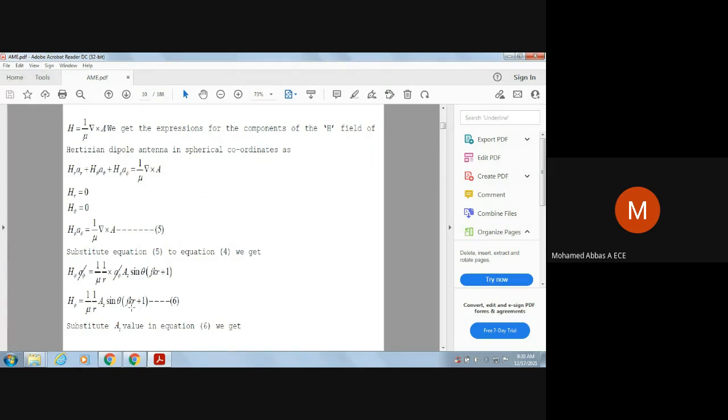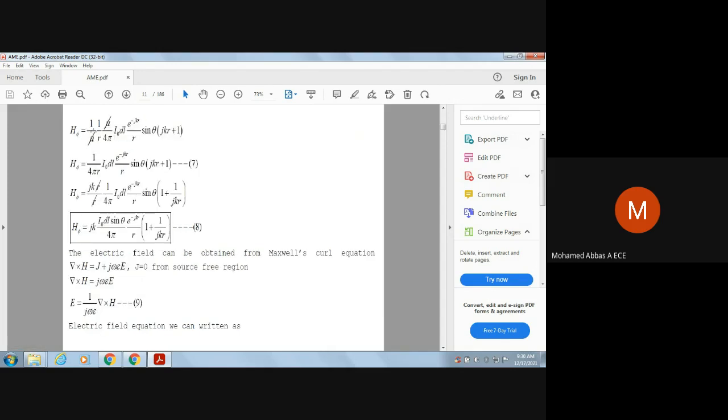Okay, so in this equation number 6, we need to substitute the value for Az as we have done earlier for the electric field components. So after substitution of Az, the equation gets simplified as equation number 7. Now we are doing further simplification. After cancellations of the required terms, the equation h pi reduces in this manner as equation number 8, jk I naught dl sine theta by 4 pi e power minus jkr by r into 1 plus 1 by jkr.